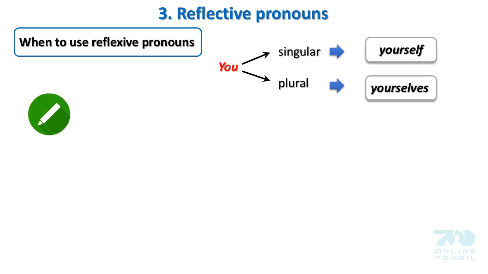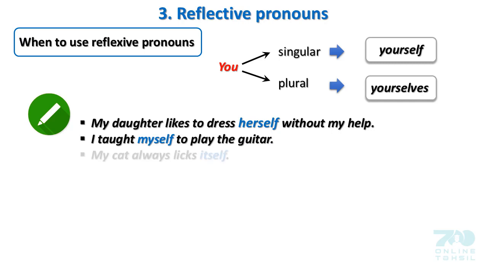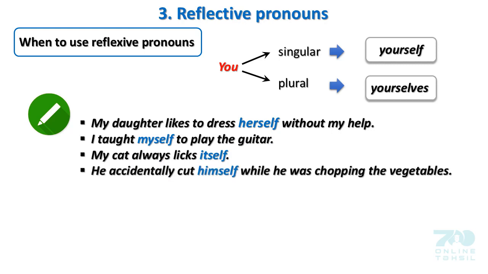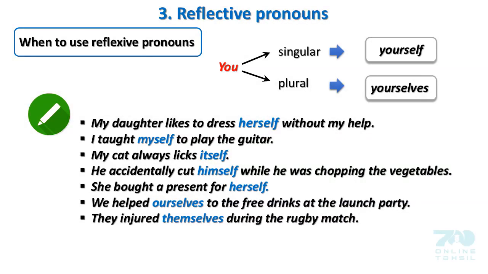Examples of sentences using reflexive pronouns. My daughter likes to dress herself without my help. I taught myself to play the guitar. My cat always licks itself. He accidentally cut himself while he was chopping the vegetables. She bought a present for herself. We helped ourselves to the free drinks at the lunch party. They injured themselves during the rugby match.